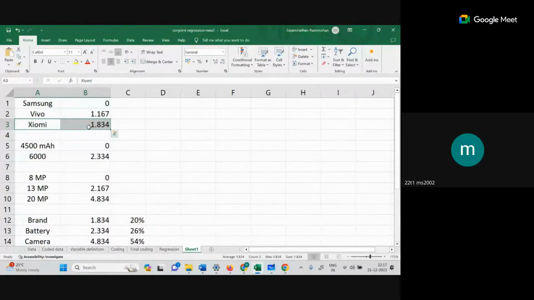This is what we discussed previously. What is part worth? It is the beta value or utility value, the utility for a particular level of an attribute. For battery, what is the part worth? For camera, what is the part worth, and so on. So now, did you intuitively understand this? So that's all. Conjoint is all about part worth and pairwise comparisons and so on and so forth.